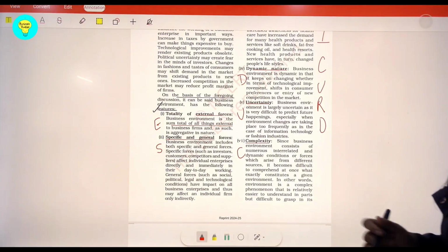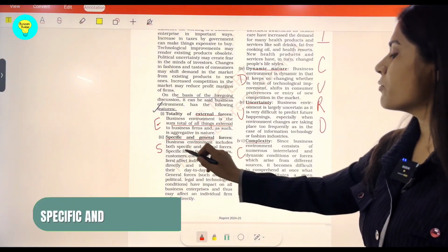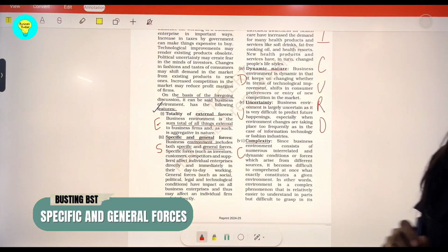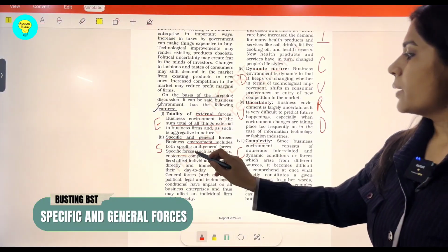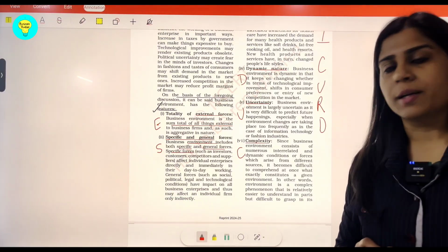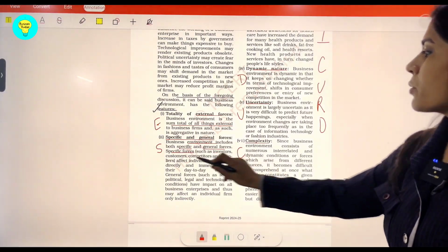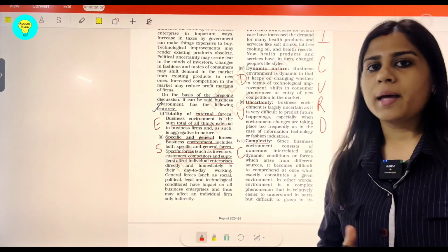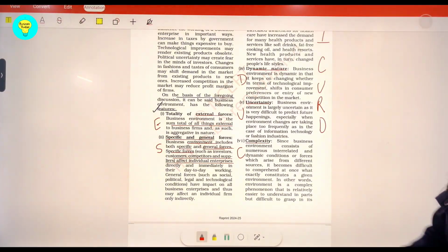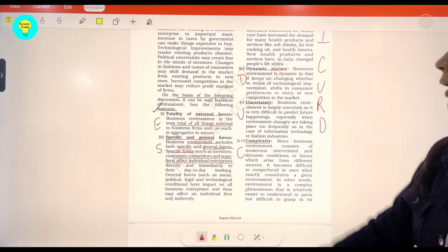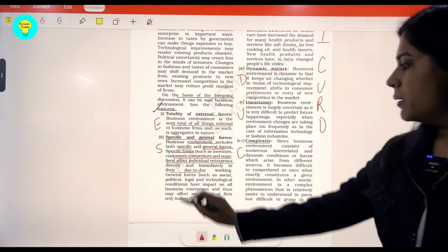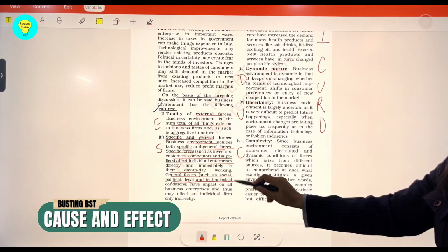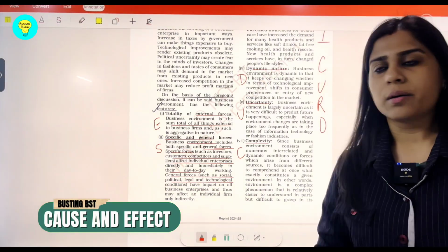Then we have to talk about that environment includes both kinds of forces, specific as well as general. If we say specific forces, students, you must remember that it forms the micro environment of an enterprise with investors, competitors, customers, suppliers, its employees, and so on. If we talk about the general forces, these are the macro environment constituting an enterprise which includes social, political, legal, technological, economical, and so on.